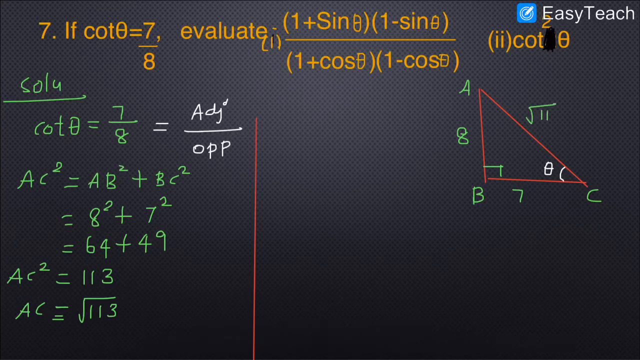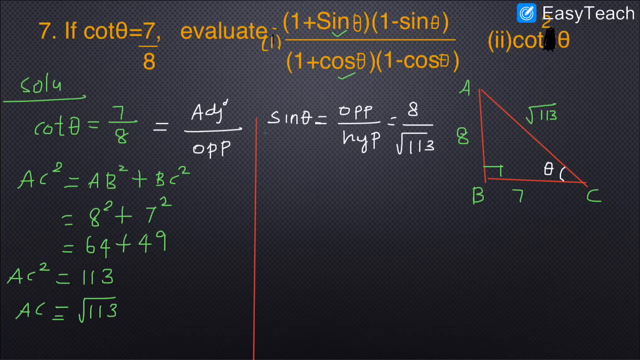The next step: before that, I write the value for AC in the picture. Next, let's find sin theta and cos theta. What is sin theta? Opposite by hypotenuse, which is 8 by root 113. For cos theta, adjacent by hypotenuse, so 7 by root 113.